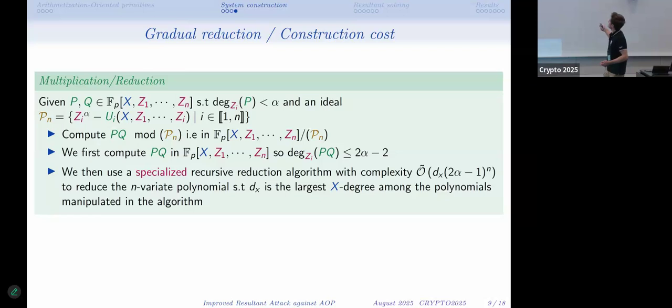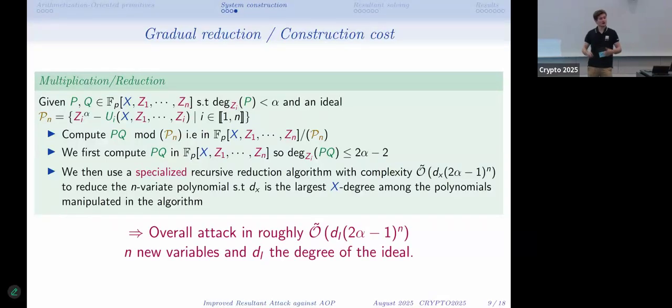And so the complexity of the whole multiplication is no less than the complexity in X, because the degree in X will, of course, increase. But with this only (2α−1)^n, and if we did not reduce, we would have the product of the sums of the partial degrees each time. So that's the main goal of the reduction. So that's why we can actually construct the whole system in Õ(d_i · (2α−1)), d_i being the degree of the ideal.